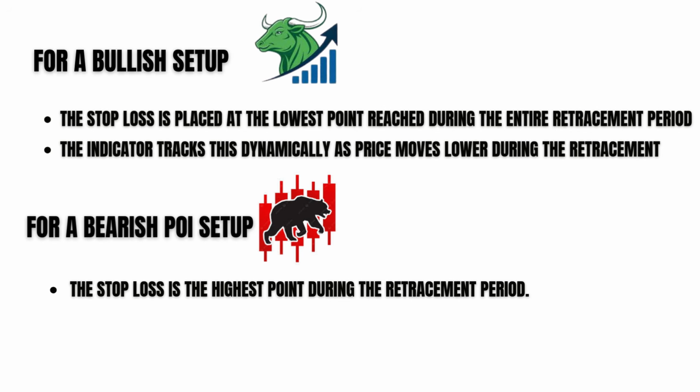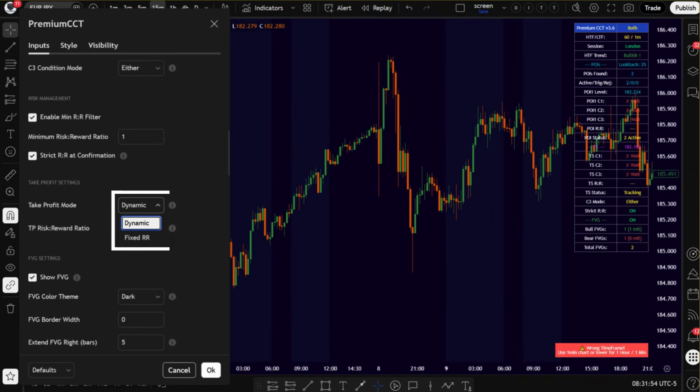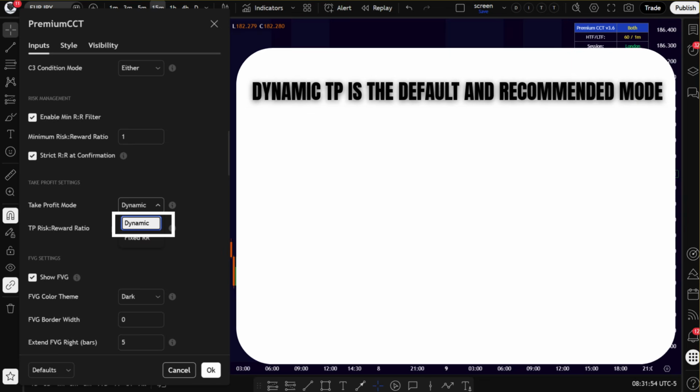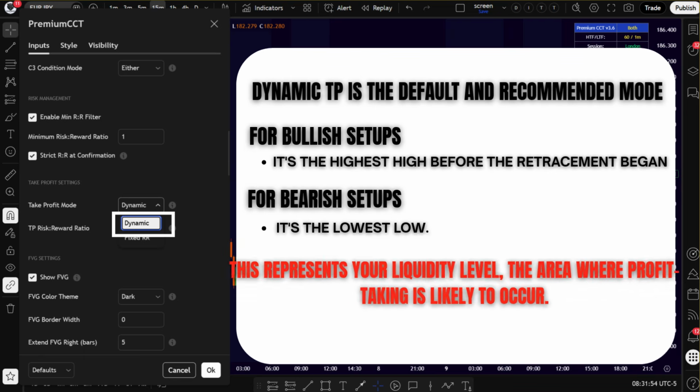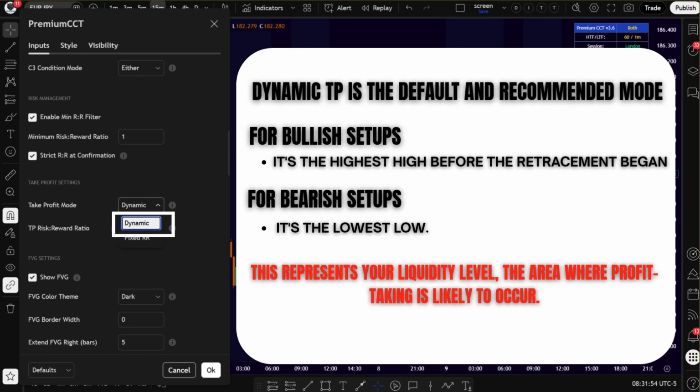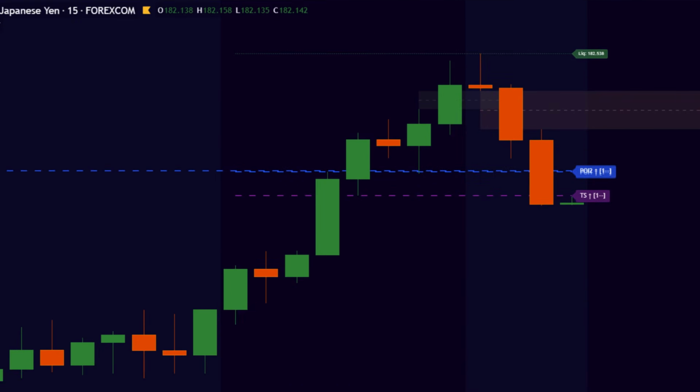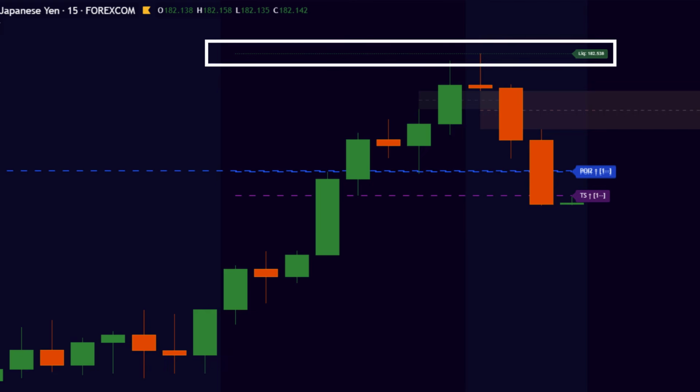Now for take profit, you have 2 modes to choose from. Dynamic TP is the default and recommended mode. The take profit is set at the extreme price reached before the entry occurred. For bullish setups, it's the highest high before the retracement began. For bearish setups, it's the lowest low. This represents your liquidity level, the area where profit taking is likely to occur. Before an entry triggers, you'll see a dotted line labeled LIC, showing where your take profit will be placed.